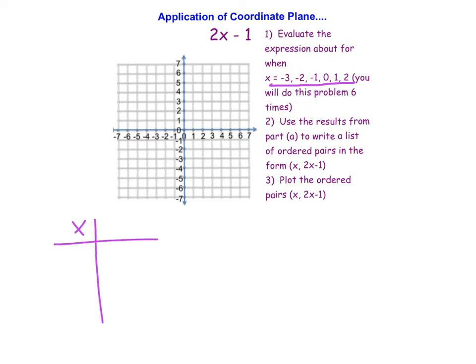So I'm going to explain to you what I mean by this a little bit more. So I'm going to make a table. It's not going to be x and y, though. We'll use those when we get to graphing a little bit further in the course. So this is going to be x and then 2x minus 1.